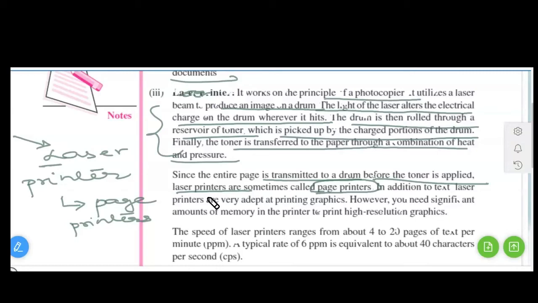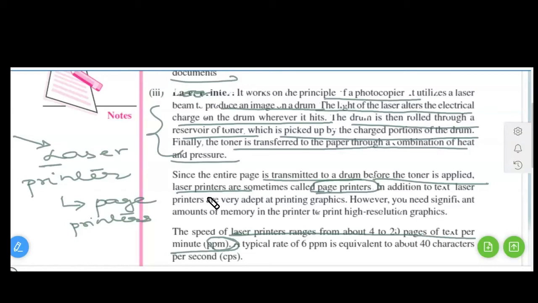The speed of a laser printer ranges from about 4 to 20 pages of text per minute. ppm, this is the speed. It's very fast compared to other printers because it is copying the whole page together. Dot matrix was printing one character at a time, so that may take more time. Inkjet prints line by line, which may take more time than laser printer, but it is much faster than dot matrix printer.